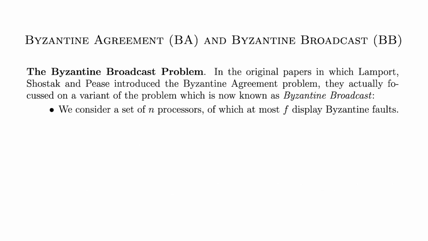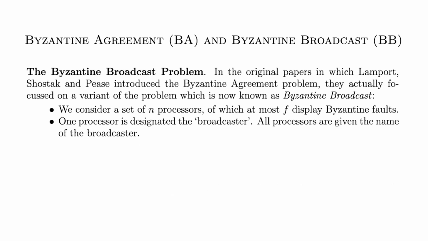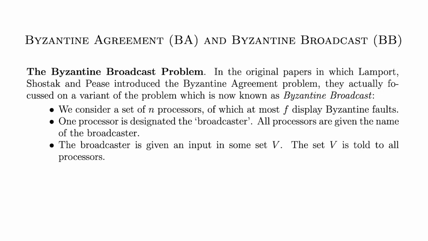So the setup now is similar. We've got n processors, f of them faulty. Now one processor is designated the broadcaster. They're given a special role, and everybody knows who the broadcaster is. That's part of your input. Now only the broadcaster is given an input. The broadcaster is given an input in some set V, and again, V is told to all the processors.